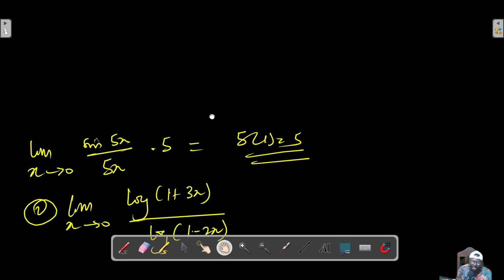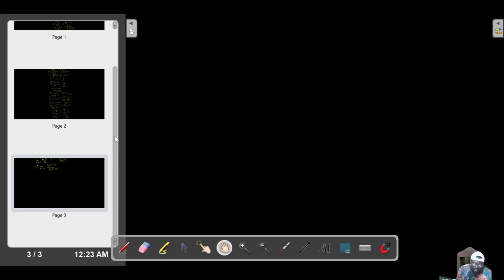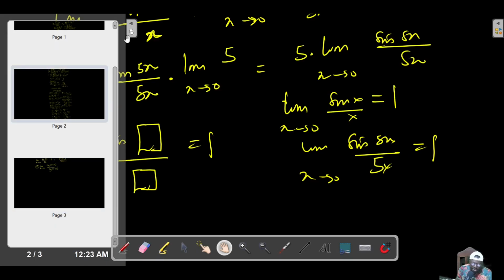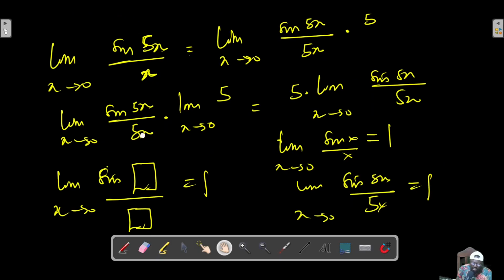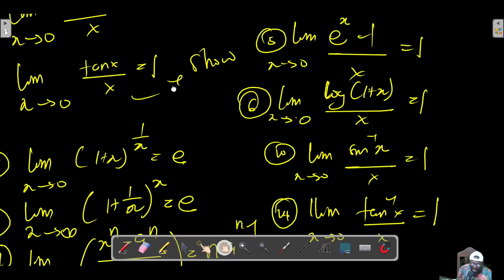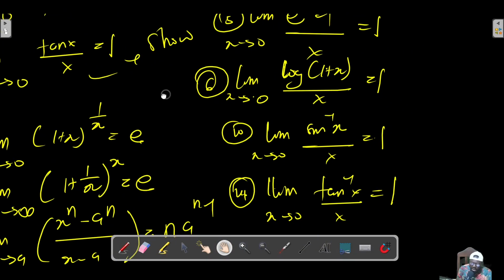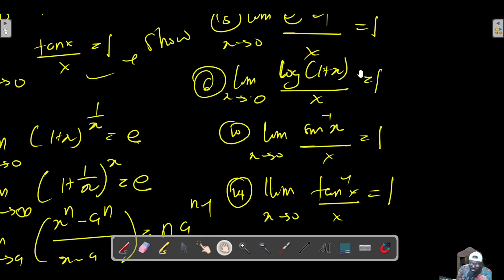You can apply this rule. Let me show you. We can apply this rule in particular. You can apply rule 6. This particular rule is what we'll be applying.